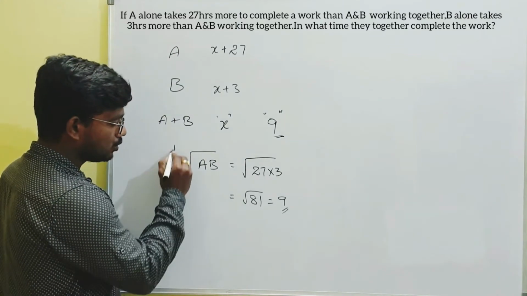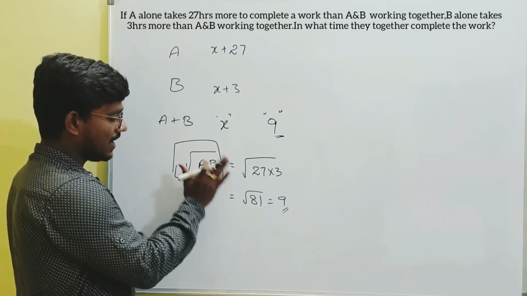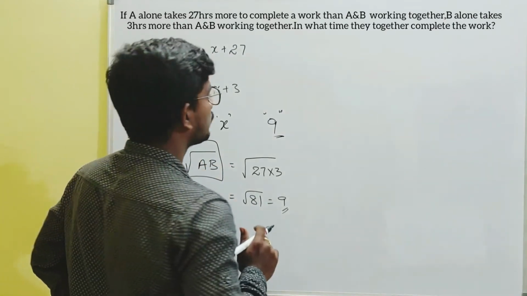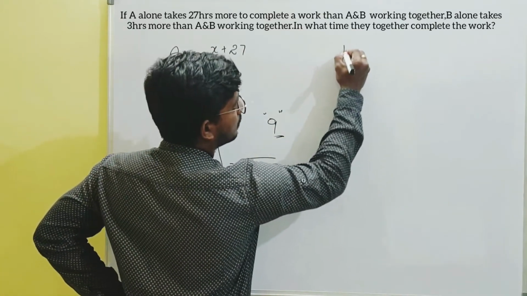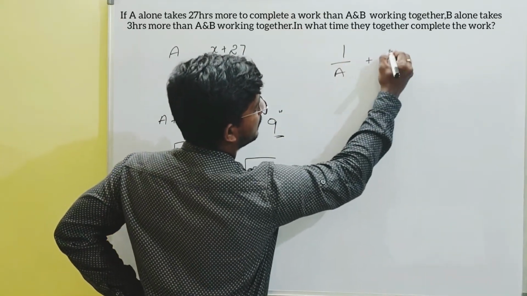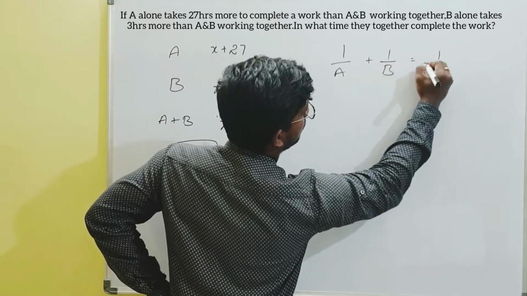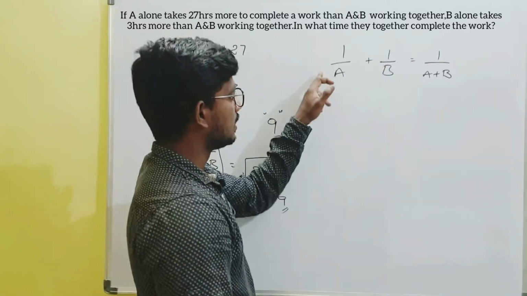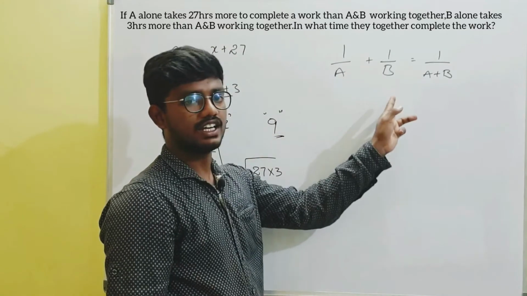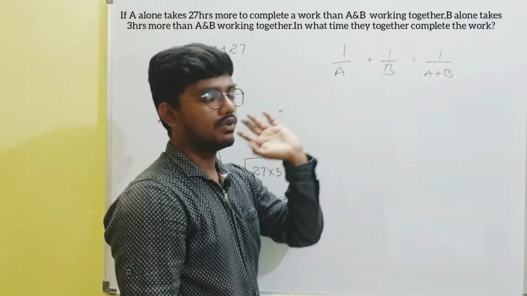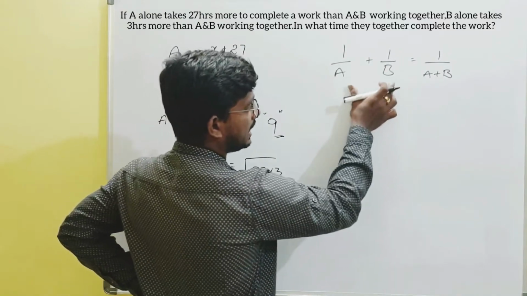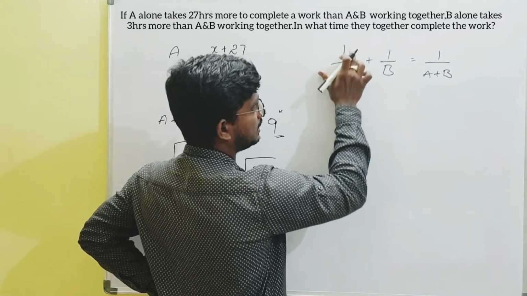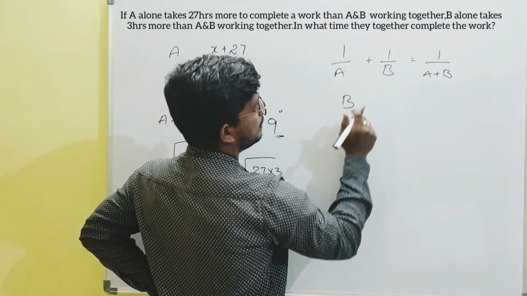Why did this root AB come from? We have to remember this root AB. Now I will derive where this root AB has come from. We all know that 1 by A plus 1 by B is equal to 1 by (A plus B). Here A is the number of days taken by A, B is the number of days taken by B, and they both are working together. Now take the LCM of A and B, so I will take LCM as AB. Now I have to multiply this 1 by A with B and 1 by B with A.